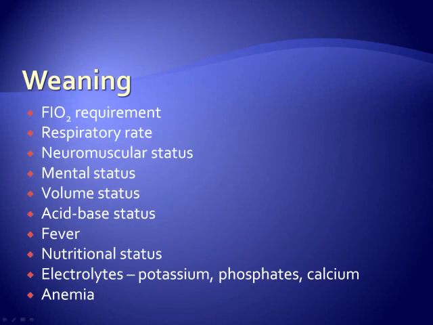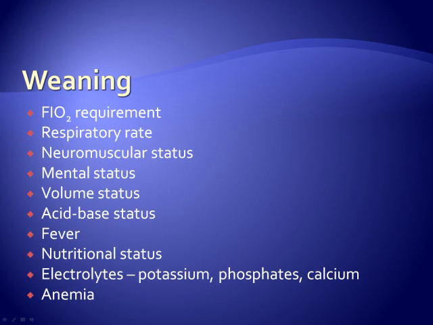Okay, now weaning. Obviously, this is the goal of mechanical ventilation. We put the patient on the ventilator. We want to get the patient off. So there's a number of things here that can interfere with the patient being weaned from the ventilator. The amount of oxygen that the patient is currently requiring. So we need to wean that down before we can start the weaning process. The respiratory rate. We're not going to start weaning if the patient has a respiratory rate of 36.